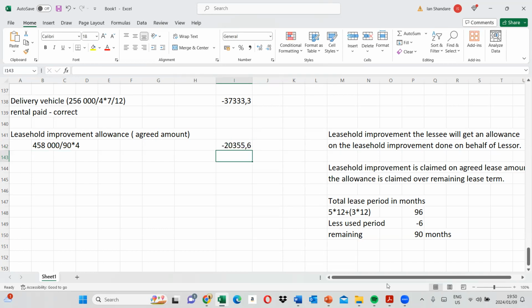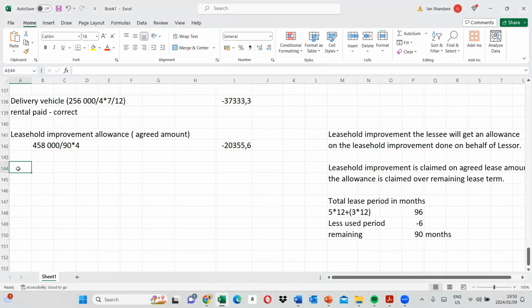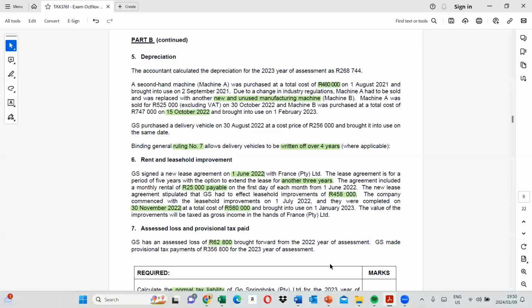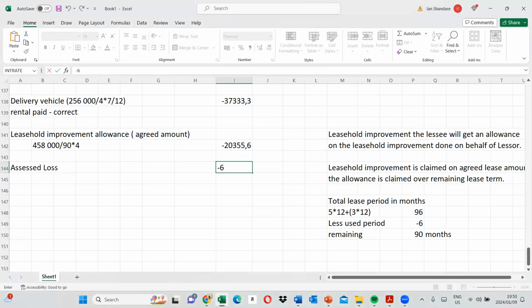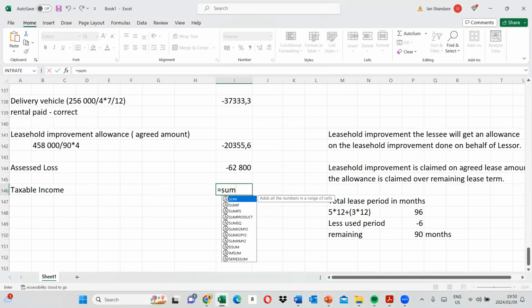Right, so it will take us to this amount, and then assessed loss, and assessed loss of 62 was brought forward from the 2022. So we have assessed loss as well. Right, so in this regard, it's sitting at 62,800. Right, then it will give us taxable income. Just net of ones.